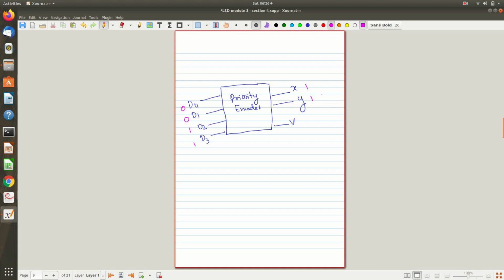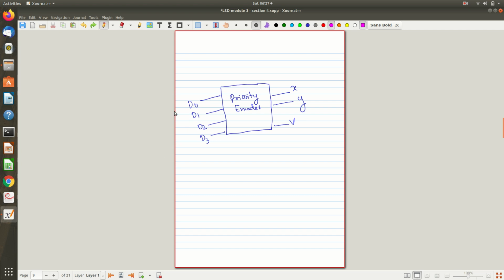So as per priority, when more than one inputs are 1, it will look at the one with the highest priority and it will convert that into binary, and also it will make this V to be 1. Means it's a valid output, right? So that's about it.